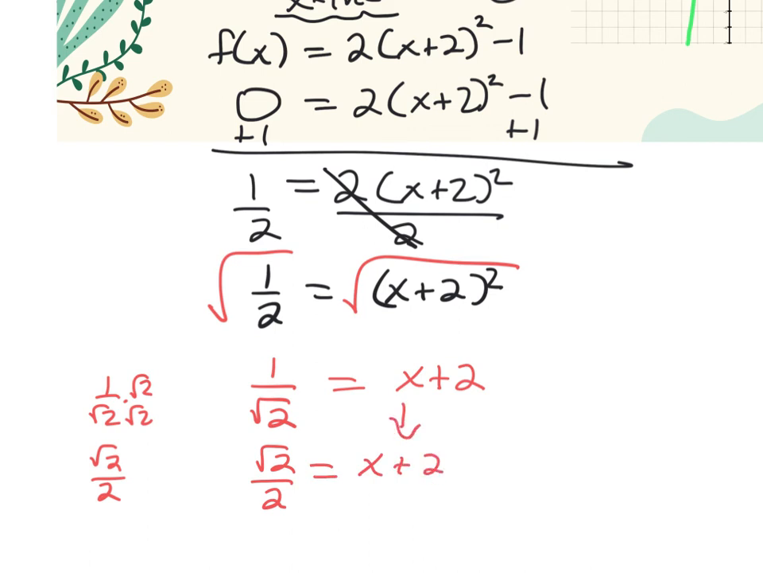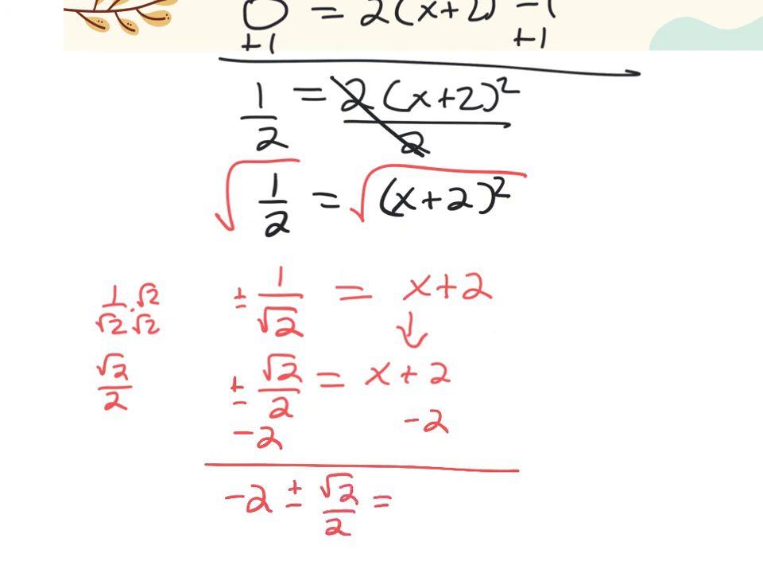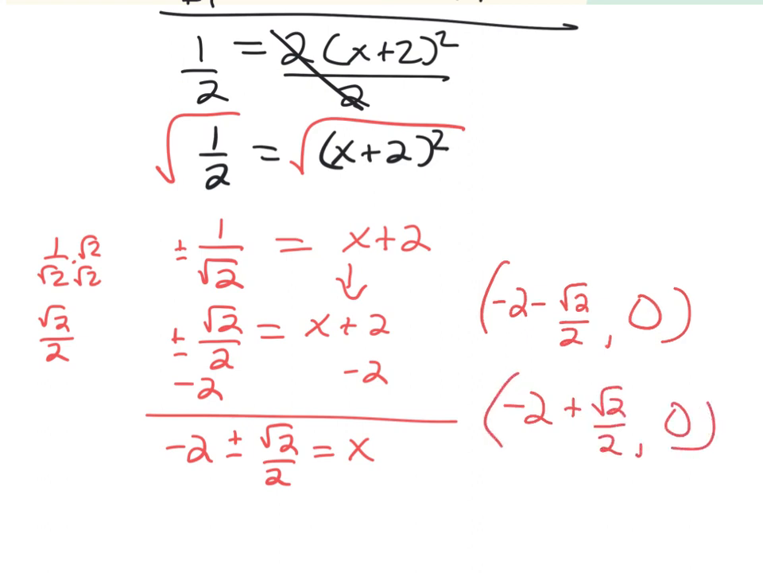Let me just drop this down. Now I need x by itself, so move the 2. And this is plus or minus. So negative 2 plus or minus the square root of 2 over 2 equals x. Again, as ordered pairs, it would be negative 2 minus square root 2 over 2, comma 0, and negative 2 plus square root 2 over 2, comma 0.